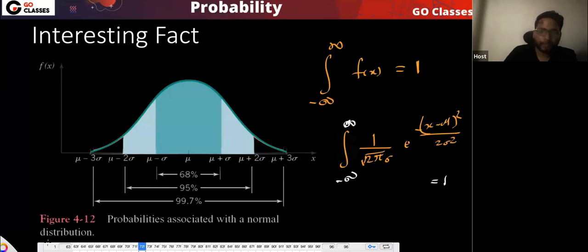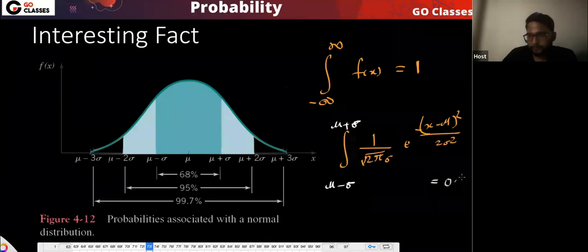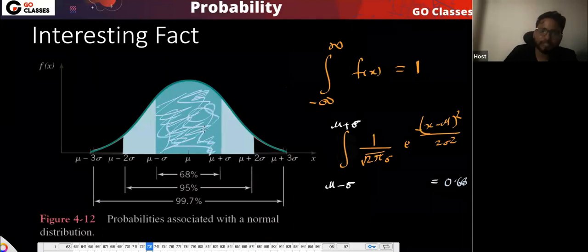Okay. But instead of that, suppose you integrate this from mu minus sigma to mu plus sigma. If I put these limits mu minus sigma, mu plus sigma, you do not need to do it, but I'm just telling you directly. It will be obviously lesser than 1, but the answer is 0.68. Which means if you integrate from mu minus sigma to mu plus sigma, then this area is 0.68. This area is 0.68. Is this okay to everyone?